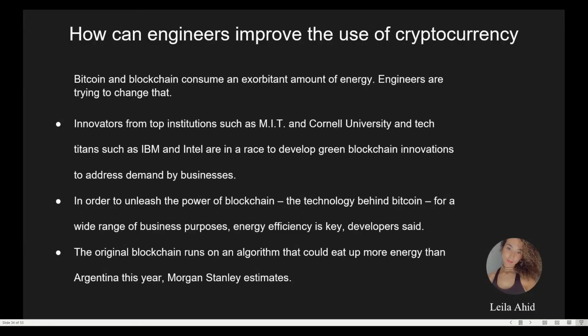And finally, let's see how engineers can improve the use of cryptocurrency. Bitcoin and blockchain consume a huge amount of energy. Engineers are trying to come up with solutions to change that. Innovators from top institutions such as MIT and Cornell University, and also tech titans such as IBM and Intel, are developing a number of green blockchain innovations to address demand by businesses.